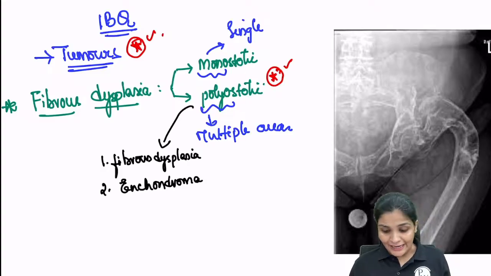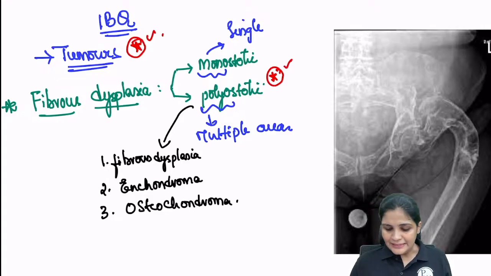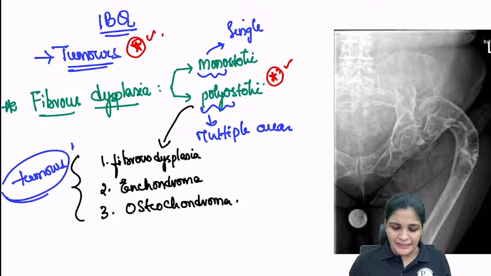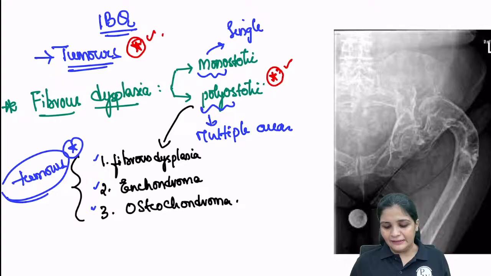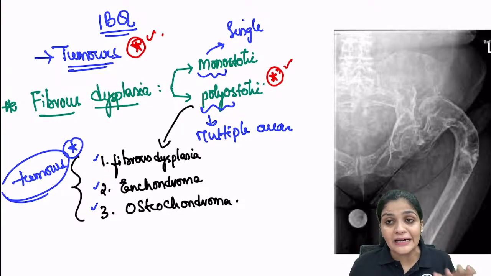The second one is enchondromatosis, and the third one is osteochondroma. These three are the tumors where you see multiple areas involved. Now you have to remember this, because when you see 1, 2 and 3, they will ask you which of the following is not. So the fourth option will be a wrong option.